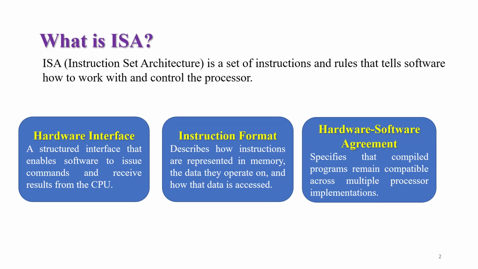And the third aspect is the hardware-software agreement. This is what ensures portability. Once a program is compiled for an ISA, it can run on any processor that implements that ISA. That's why a program compiled for x86 runs on both Intel as well as AMD CPUs. Both follow the same ISA rules. In short, ISA is not just about instructions. It is about compatibility, structure, and communication.